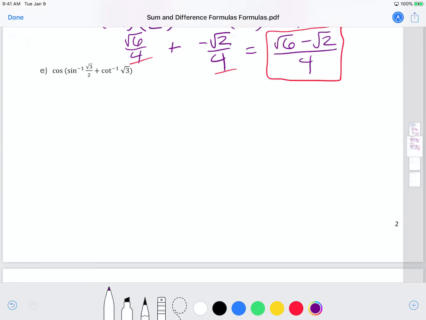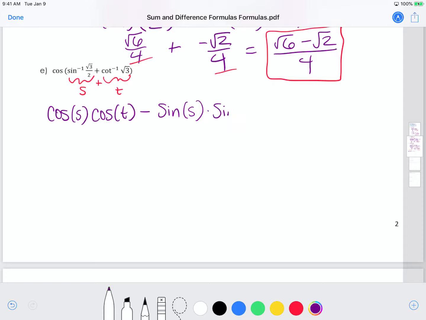Now, example E is given to us slightly differently. Instead of listing it out as an angle in degrees or radians, it's giving us the angle as an inverse trig function. So I want to think of this as my angle S, and this as my angle T. And my formula for cosine of S plus T would be cosine of S times cosine of T minus sine of S times sine of T.